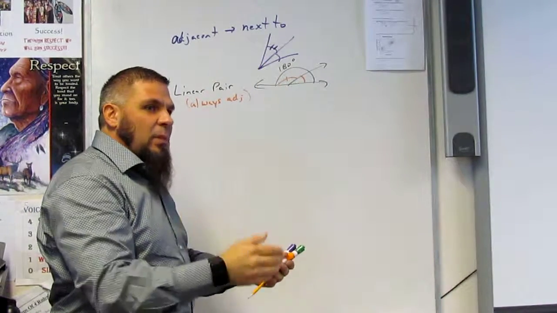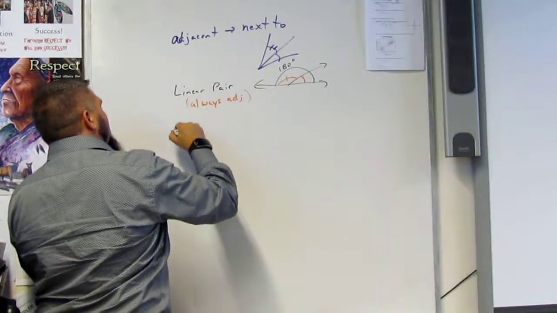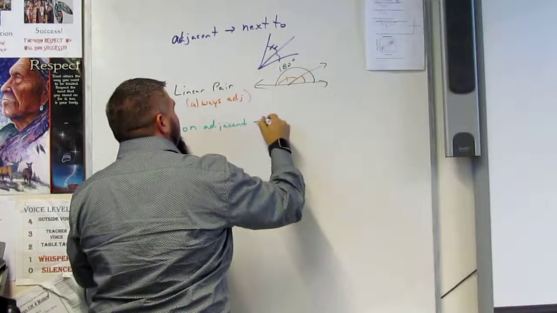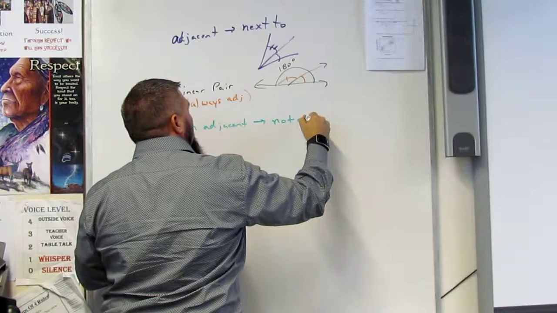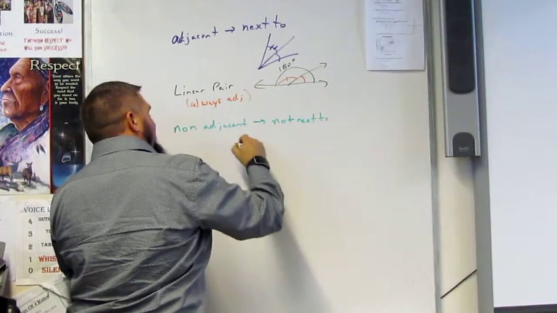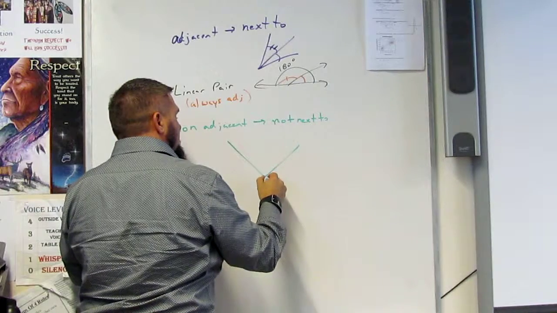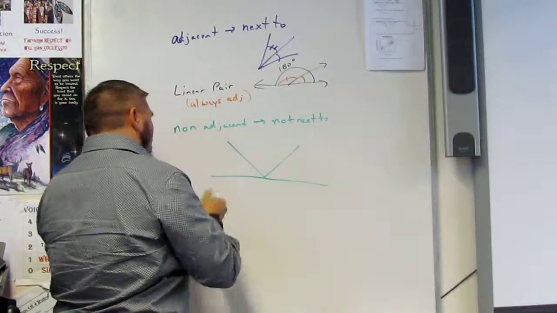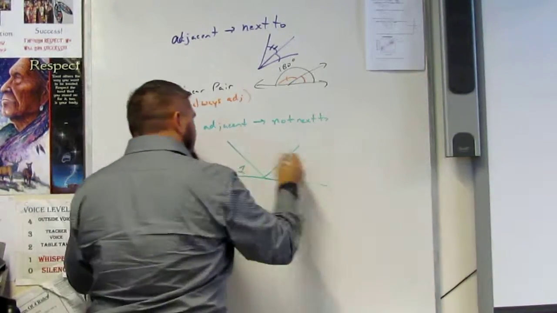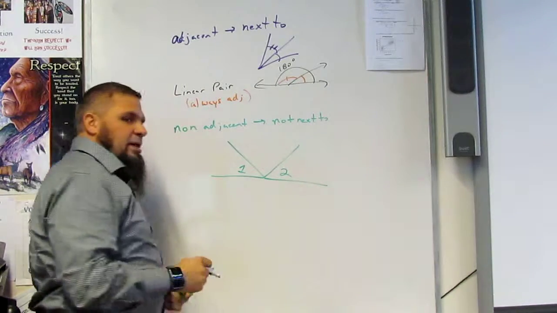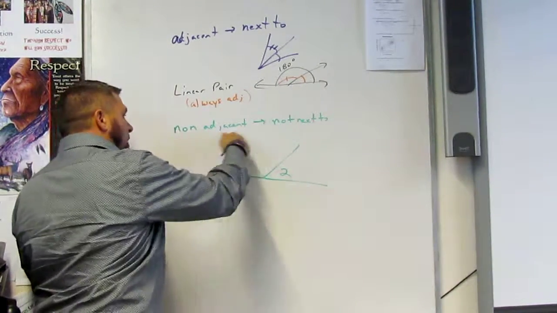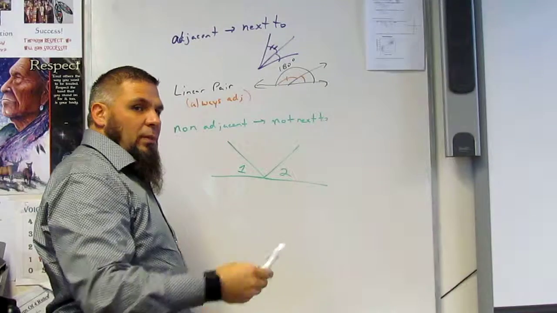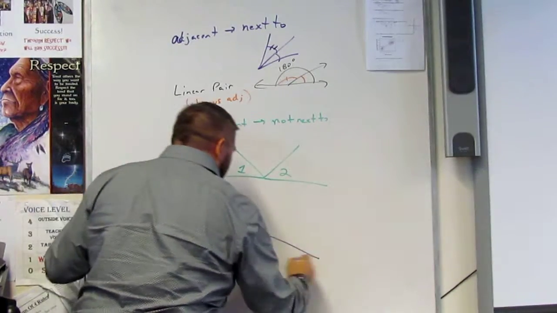Does that make sense? And then you have what's called non-adjacent, or not next to. What that means is, this angle is not next to this angle. They're not adjacent. This angle is not next to that angle. Okay?